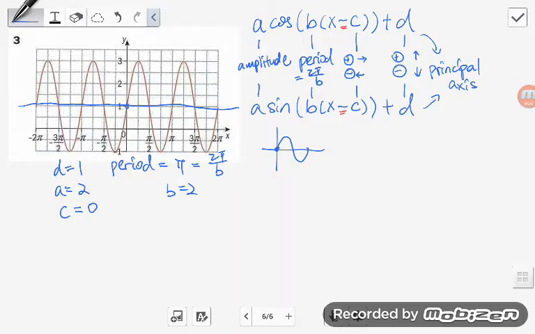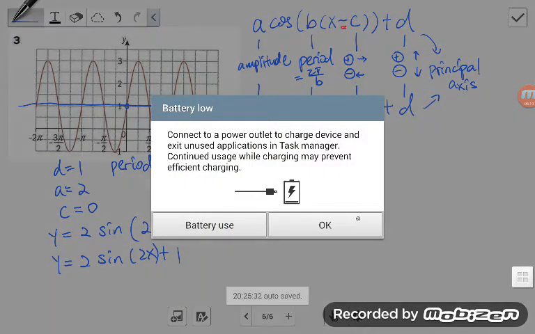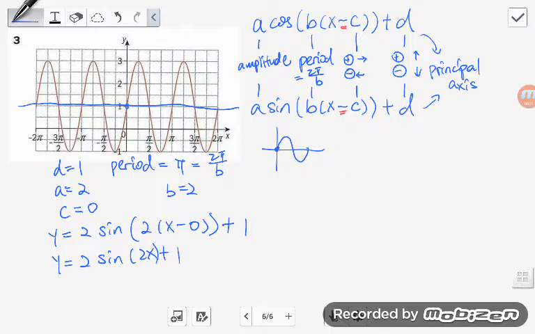So now I can complete the entire equation, which is y is equal to, my a is equal to 2, and then sine, I'm doing the sine equation first. My b is 2 multiplied by x minus 0, and then plus 1. If I simplify this a little bit, I'll get y equals 2 sine of 2x plus 1. Now for the cosine equation, we need to be a bit careful. So this is for my sine graph.